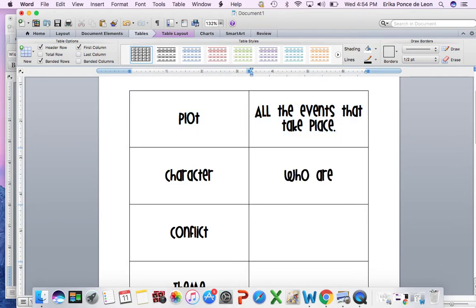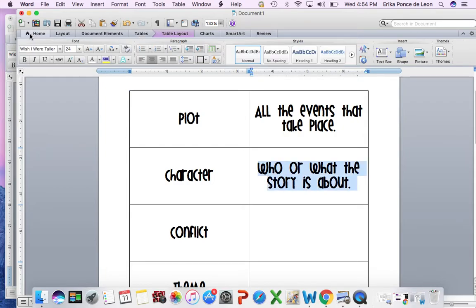Characters are who or what the story is about. Now, something that's very important that you know: characters do not have to be people. Characters can be animals. We learned that when we learned about personification. If you think of the movie Beauty and the Beast, there's a teacup, that's a character. There's a candlestick, that's a character. It's fiction, so you can have whatever kind of characters you want.